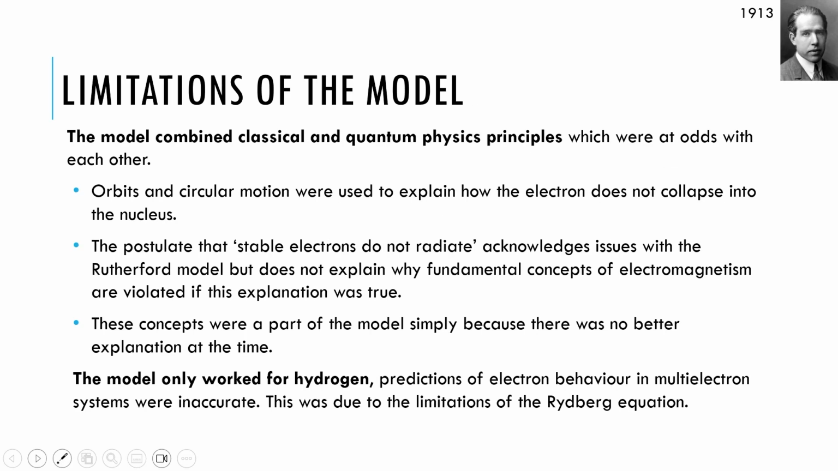As alluded to already, there were some pretty big limitations with this model. The biggest being that the model combined classical and quantum physics, and they do contradict each other. We were still using this idea that orbits and circular motion were the reason why the electron doesn't just collapse into the nucleus. Bohr did try to explain why an orbiting electron wouldn't just lose energy and collapse into the nucleus, and his idea that electrons sitting in stable orbits not radiating was a sound one to explain what was experimentally observed. However, this was completely at odds with fundamental understandings of electromagnetism. And therefore, if this assumption was true, it did violate the current understanding of the day.